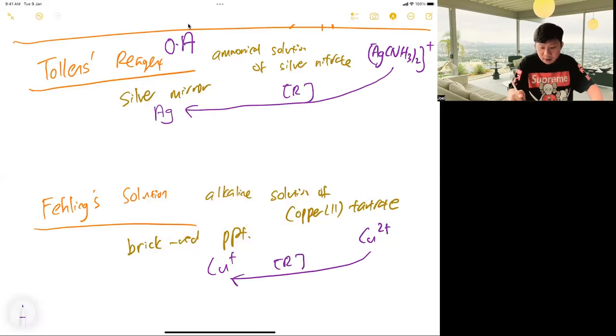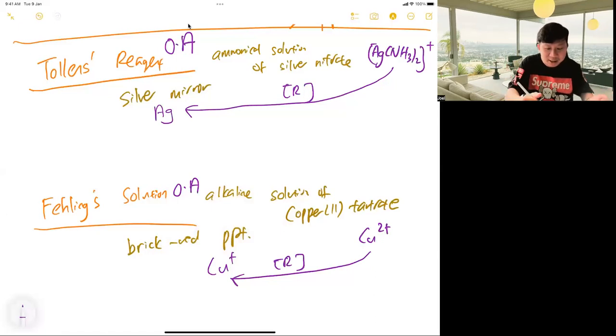Can you see? I teach you like that and hopefully you get the idea. So these two are oxidizing agents. So they can react with aldehyde or ketone. Both of them can react with aldehyde or ketone.